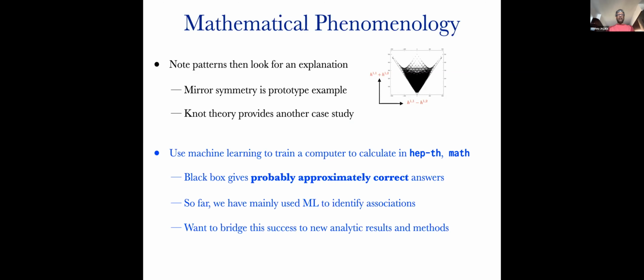So this is a talk in mathematical phenomenology in a sense. The idea is we note patterns and we search for an explanation. And machine learning is a wonderful way of identifying patterns of interest. Historically, this has been an approach to mathematics that has been successful in various other contexts. And mirror symmetry might be the prototype example.